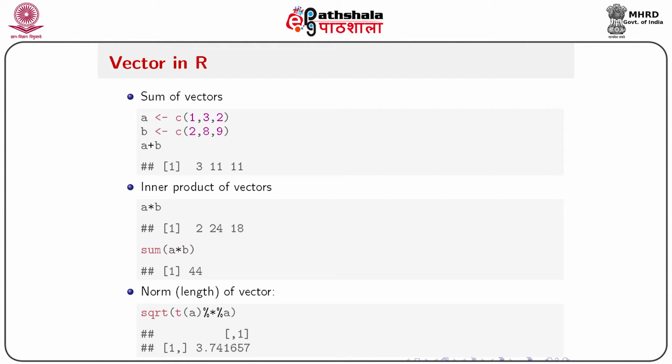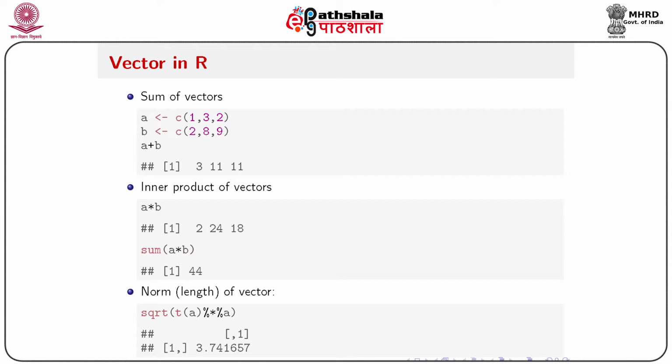And if you need just the inner product of the vectors, that is the component-wise product, you can again use the asterisk. That is a asterisk b, that will multiply 2 into 1, 2, then 8 into 3, 24, and 9 into 2, 18. So for the inner product you can use the asterisk.